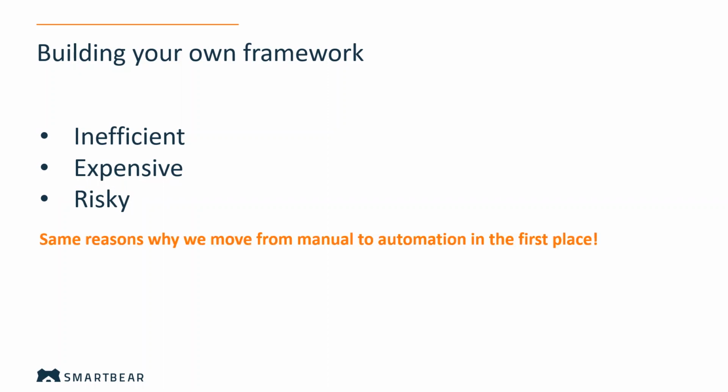And the funny thing is these are the same reasons why we moved from a manual process to automation in the first place. Manual testing is inefficient, it's expensive, and it's risky. And even when we do move to automation, we think about building our own framework. If you think about it a little bit, you'll find that the same reasons why we moved from manual to automation are what you would see while building your own framework. So just a word of caution there.